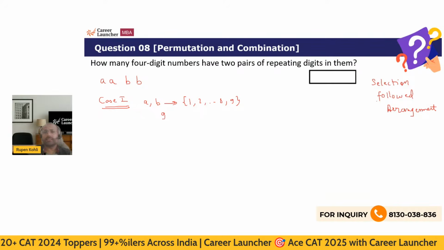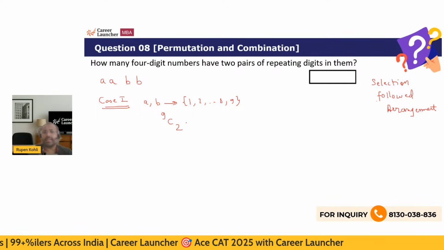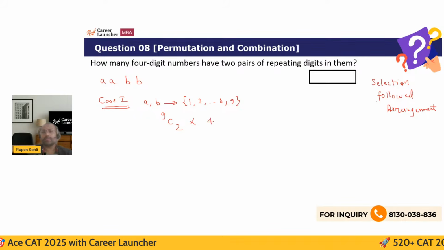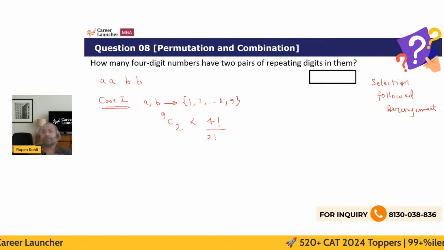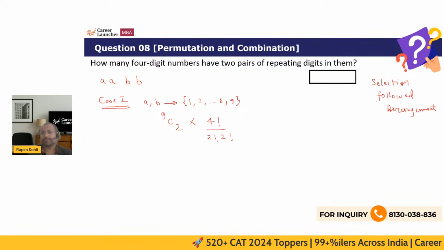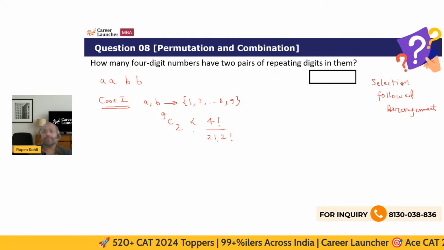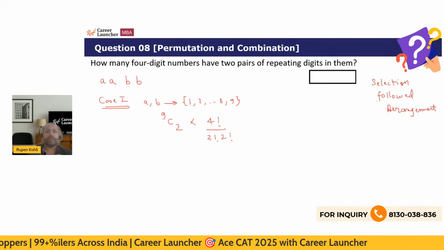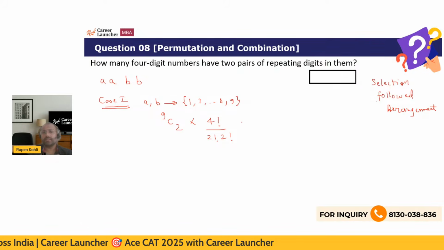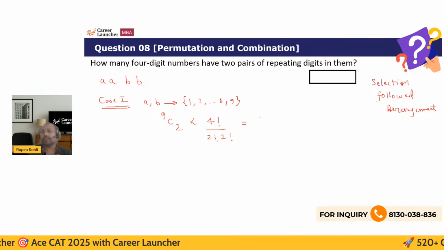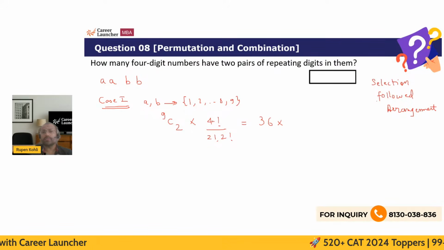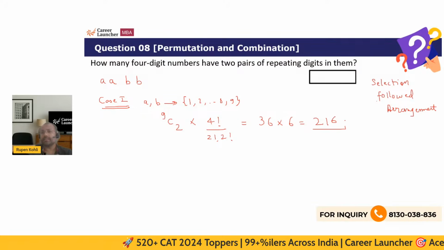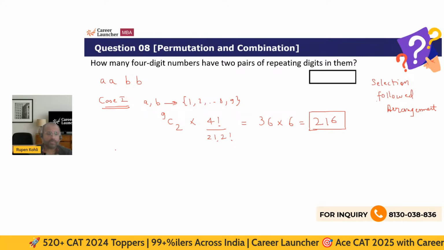So from the 9 digits, you select two digits A and B in 9C2 ways. Then you arrange them, AABB, four objects with two objects repeated twice. So divide by 2 factorial, divide by 2 factorial. 9C2 ways to select A and B. Then AABB can be arranged in 4 factorial, since the total number of objects is 4. Divide by 2 factorial because A repeats twice, B repeats twice. 9C2 is 9 into 8 by 2, so 9 into 4, 36. 4 factorial is 24, 24 by 4 is 6. So 36 into 6, these are 216 numbers. Case 1, we have 216 numbers.